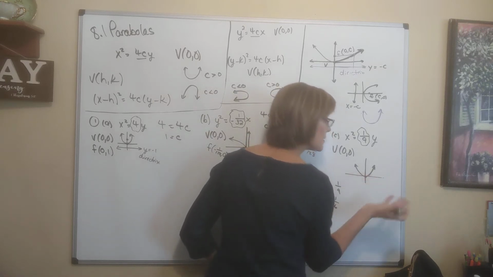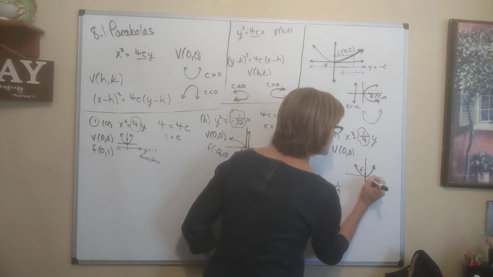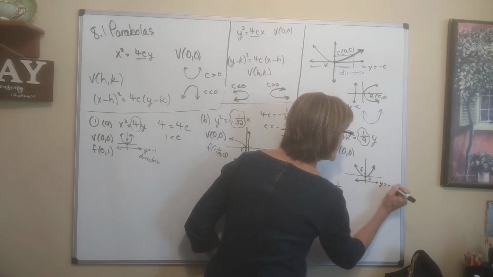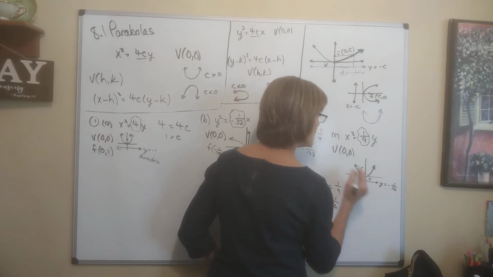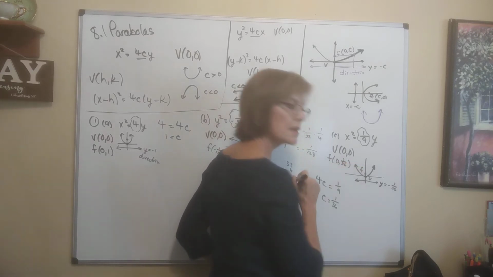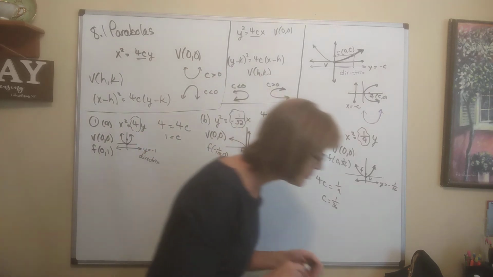So that means the focus always lies inside the graph. It's going to be here, F. This is my vertex, and then my directrix is outside the graph. So y is equal to negative 1 over 36 is the equation of the directrix. The vertex is 0, 0, and the focus is at 0, 1 over 36. So that's number 1. Okay, let's go on and look at number 2.